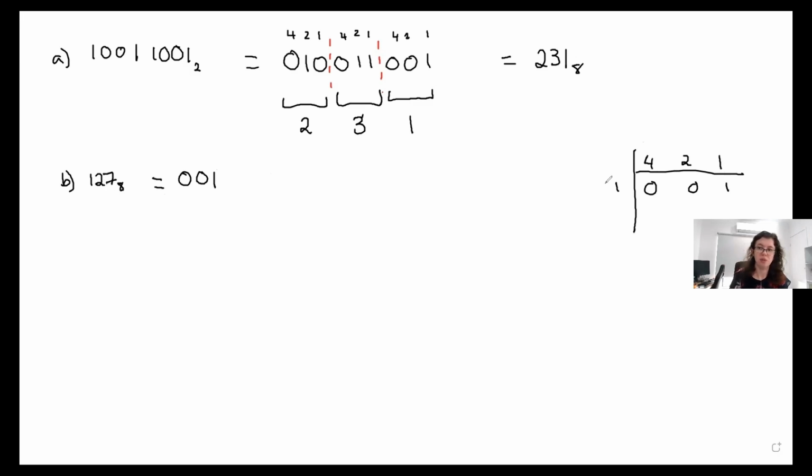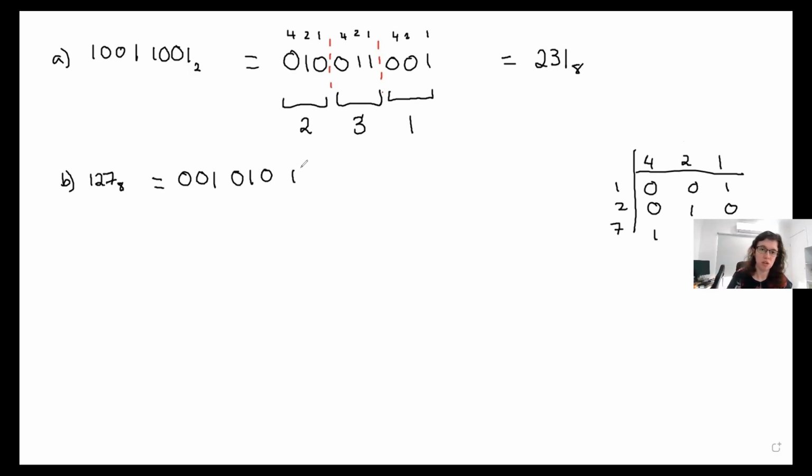Then for 2, we need to work out the triplet for 2. So to create 2, we only switch on the 2 bit. So 0, 1, 0. And then for 7, to create 7, we're going to need to switch on all the bits, 4, 2, 1, because 4 plus 2 gives 6, plus 1 gives 7.